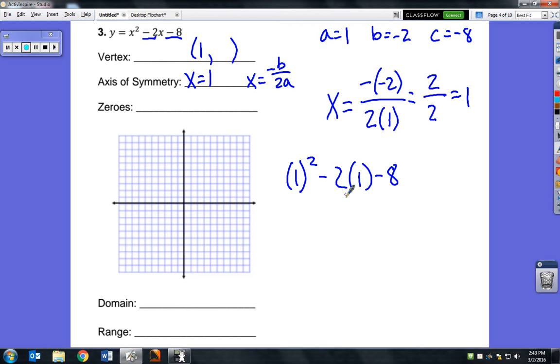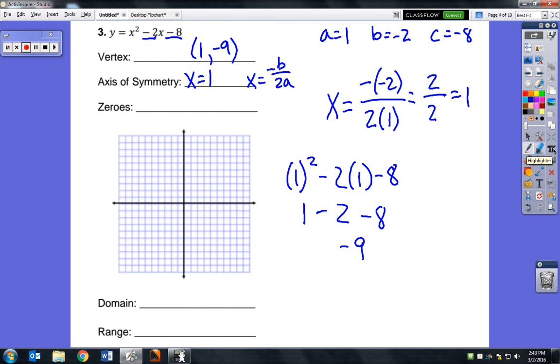So 1 squared is 1. Negative 2 times 1 is minus 2, negative 2, minus 8. So 1 minus 2 is negative 1, minus 8 is negative 9. So my vertex is 1, negative 9. Not bad. To find the zeros, I'm going to need to factor.